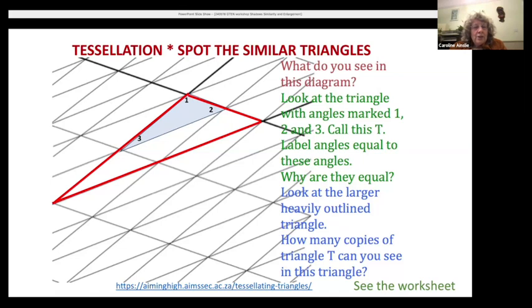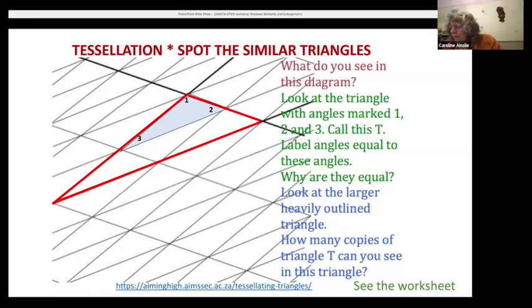So once we've had a discussion about that, then look at the larger triangle. It's a similar triangle, but it's larger. So what about, first of all, how many copies of the original triangle T are within it? And then there are so many other questions after that. Why is it similar? What are the angles of the larger red triangle?